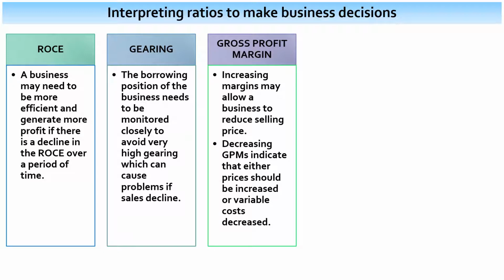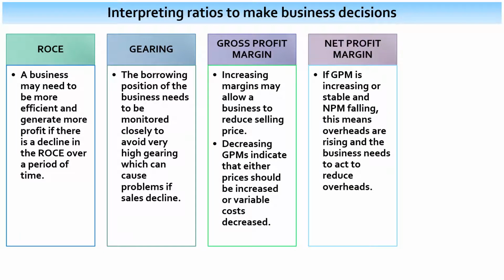Gross profit margin. Increasing margins suggest the business might be able to reduce its selling price to perform even better, whereas decreasing gross profit margins indicate that we either need to raise prices or we need to do better at controlling our variable costs. The net profit margin. If we have a stable gross profit margin and our net profit margin is falling, this tells us as a management team or as a business or as a stakeholder that this business is having a problem with overheads and that these extra overheads aren't actually adding anything to the profitability of the business.